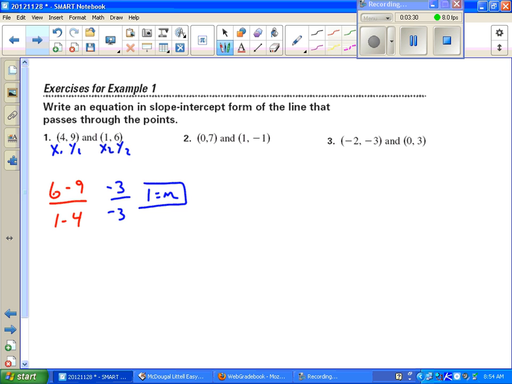M is 1. Once you have your slope, you can use one of your points. We'll take the first point, (4, 9), to use as our x and our y values.